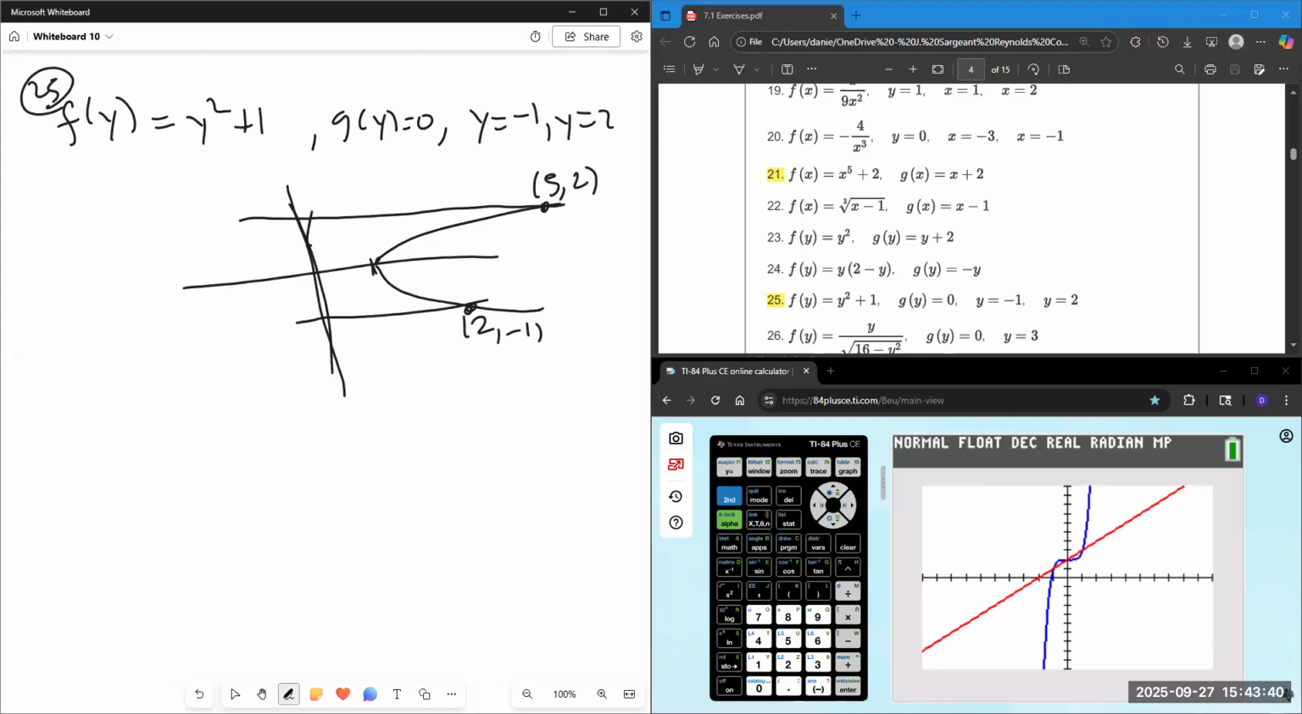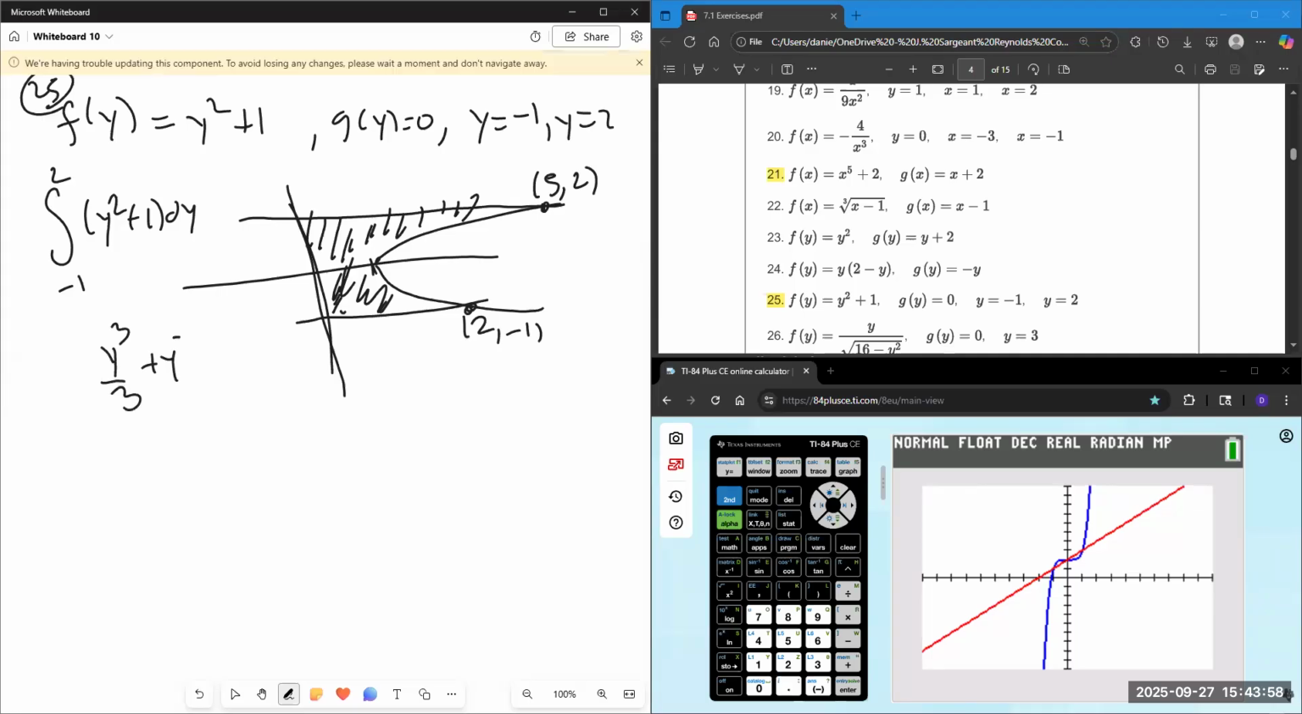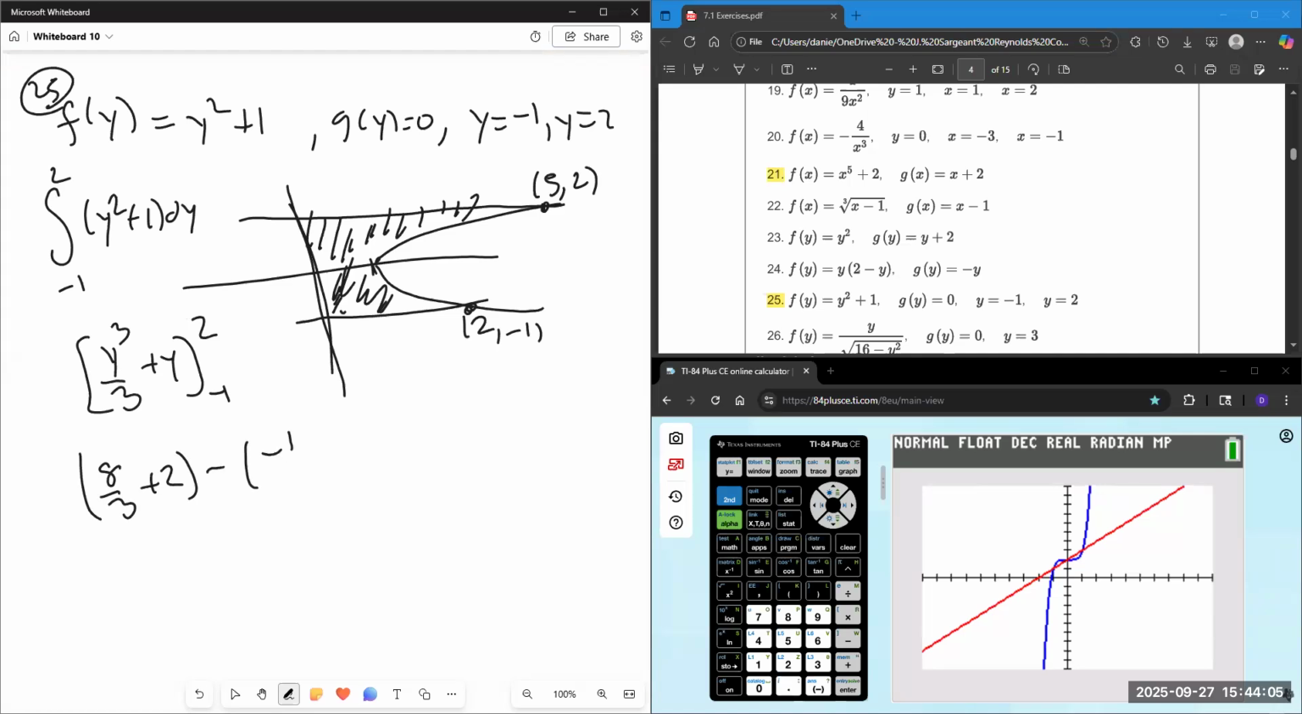Right here. And we're talking about this region right here, where the parabola is always to the right, and I'm subtracting 0 from it. So I don't need to subtract 0. Y goes from -1 to 2. So y cubed over 3 plus y, -1 to 2 is 8/3 plus 2 minus -1/3 minus 1. 8/3 plus 1/3, that's 3. 2 plus 1 is another 3. The answer is 6.